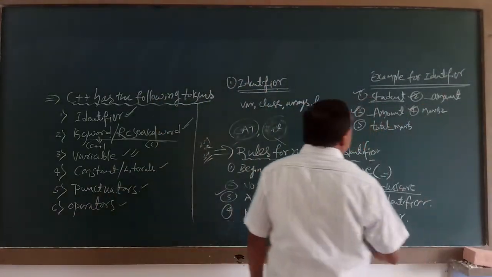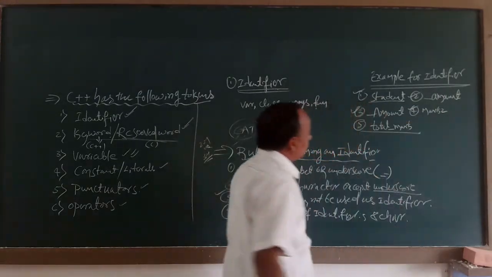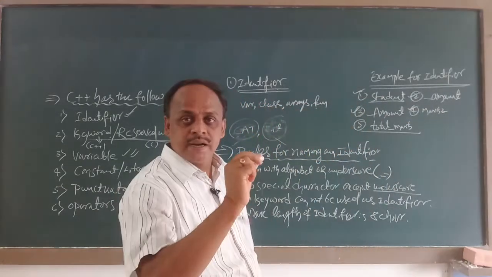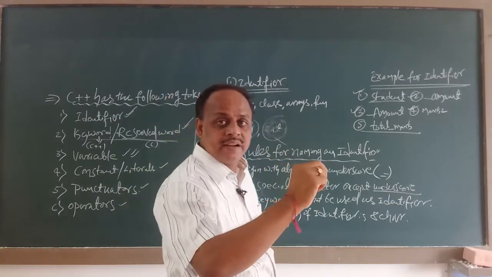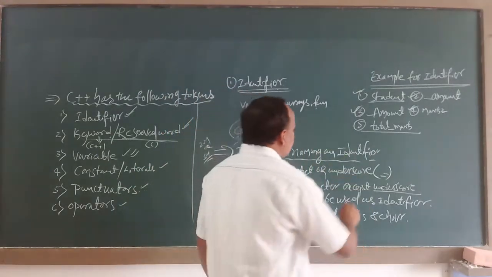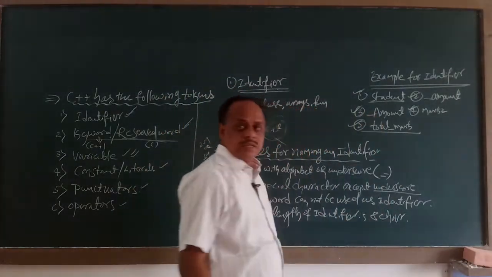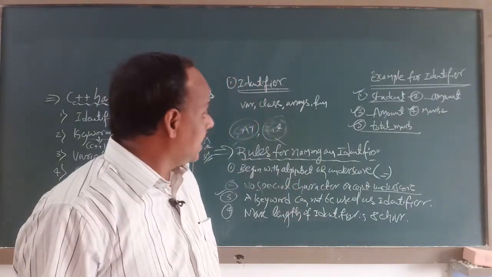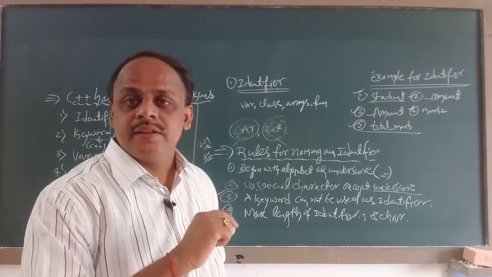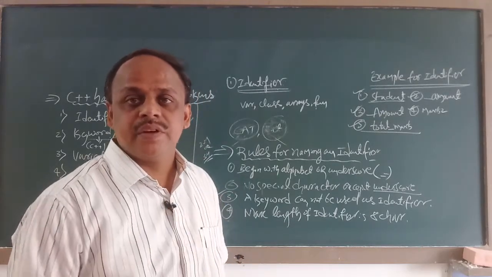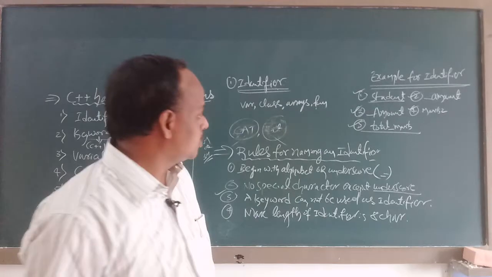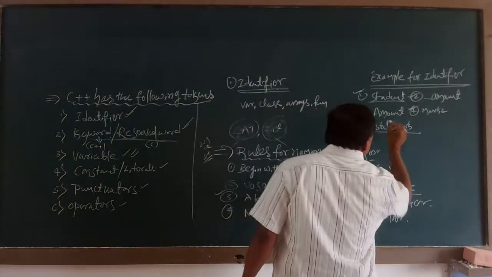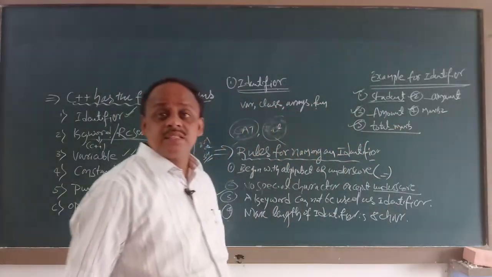And see here, the fifth one, total underscore mark. It is a valid identifier because it begins with an alphabet and there is no special character in the identifier except underscore, right? So this is a special character and its maximum length is 8 characters.